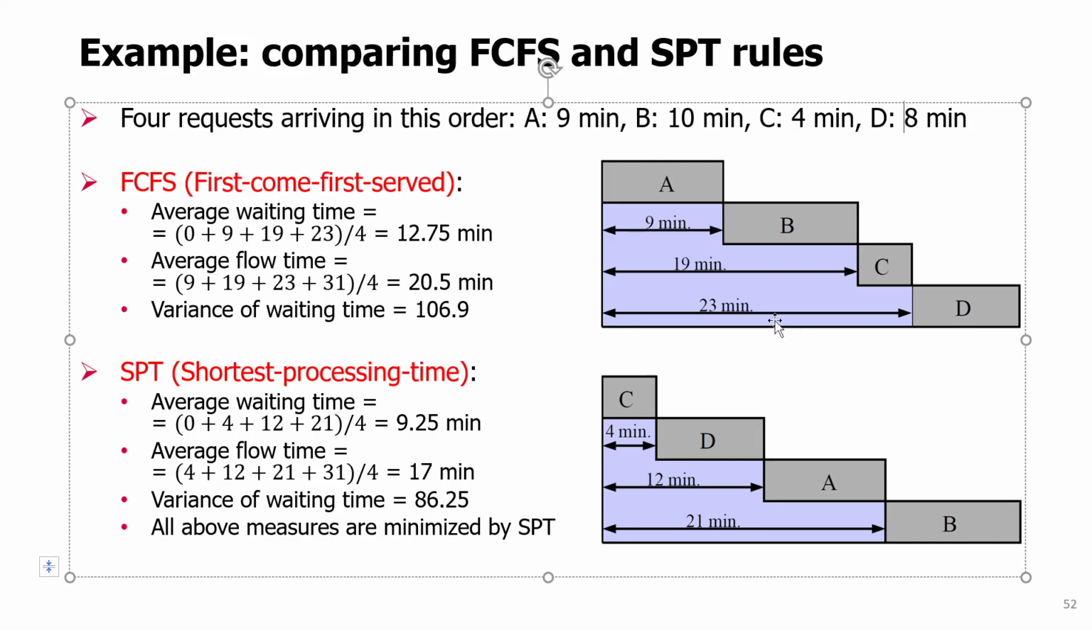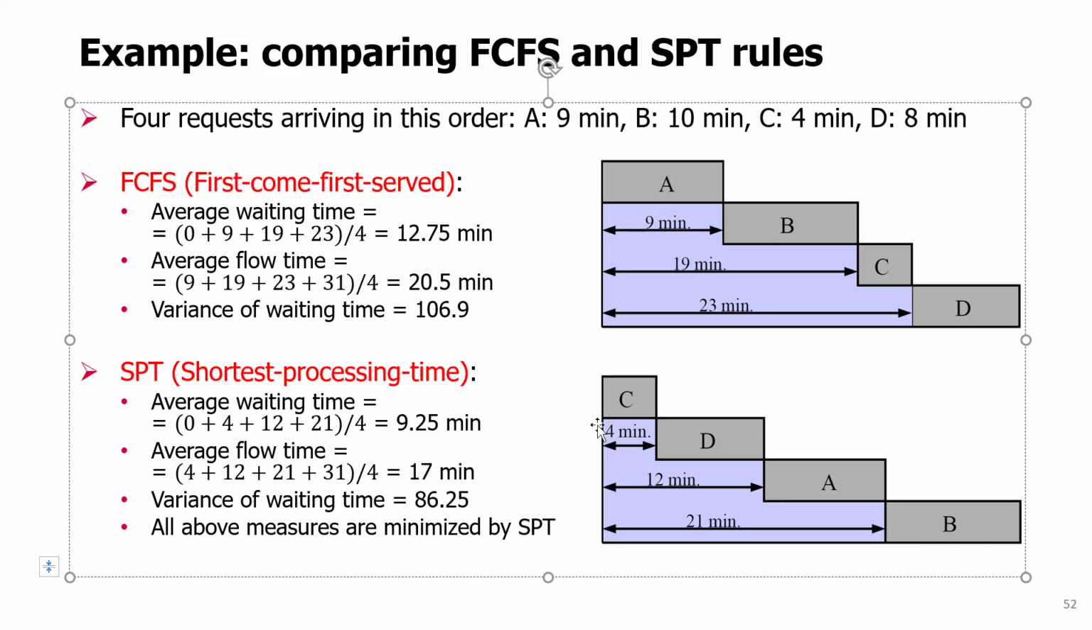On the horizontal axis, there is the time, and you see A takes 9 minutes, so everybody else waits 9 minutes. Then B is served, the service time is 10 minutes, and so C will wait in total 19 minutes, 9 and 10, and then when C is served for 4 minutes, D will wait, and that waiting time for D will be 23 minutes. So if you average the waiting time, it will be 12.75 minutes. If you average the flow time, so we have to look at waiting plus service, it will be a total of 20.5 minutes. And you can also calculate variance of waiting time, which is 106.9.